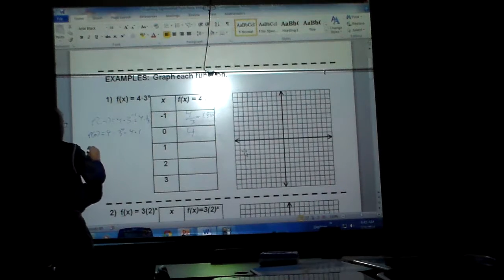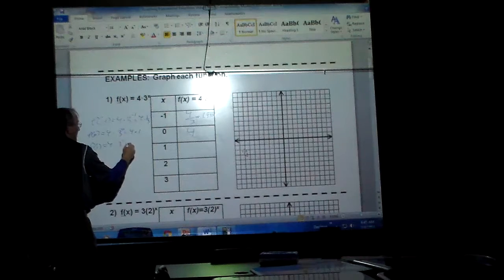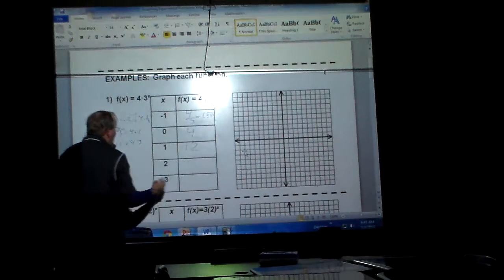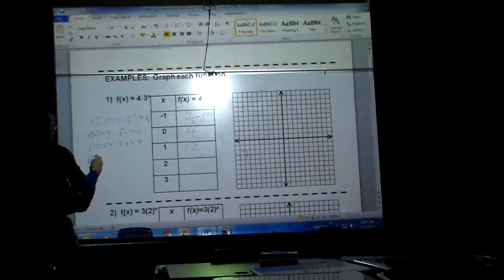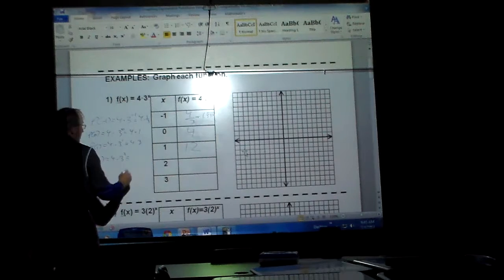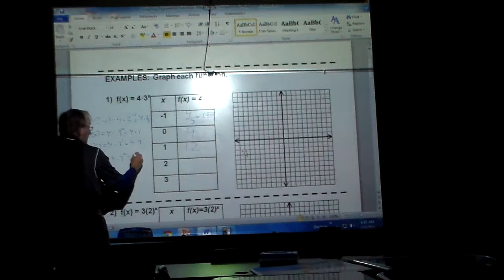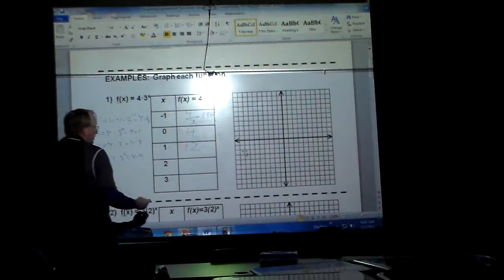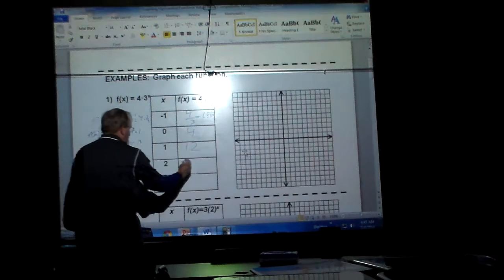All right? And then let's do f of 1. That will be 4 times 3 to the first power, which is the same as 4 times 3, which will be 12. And then to the second power, the same as 4 times 3 squared. Well, 3 squared is 9. The order of operations, I would do the exponent before the times. 4 times 9 would then be 36.